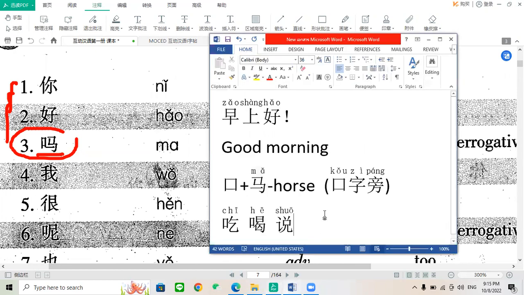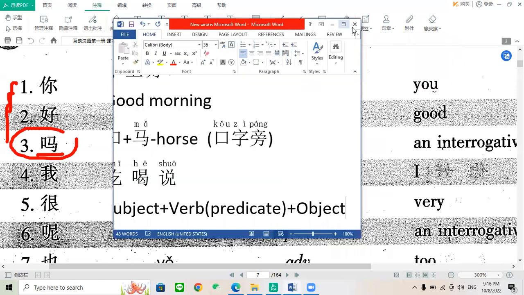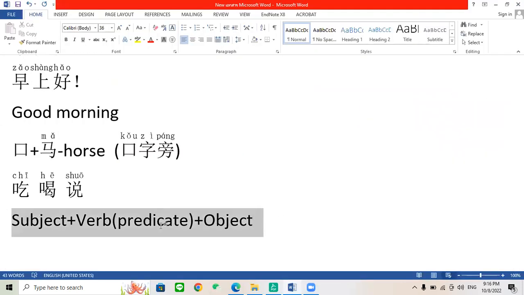Usually we use SVO as the basic structure for the Chinese sentence. All right, so this is the structure. What is S? What is V? What is O? S means the subject of a sentence, right? V means verb, so it's like a predicate. And O is object. So usually we say it's SVO. This is a very simple, very basic sentence structure in the Chinese language.